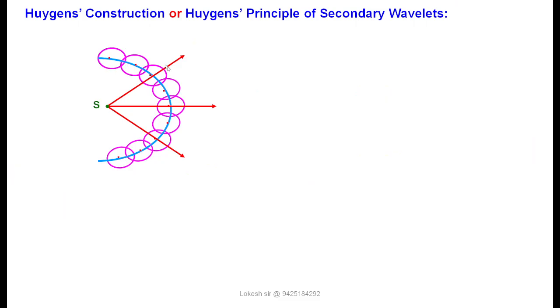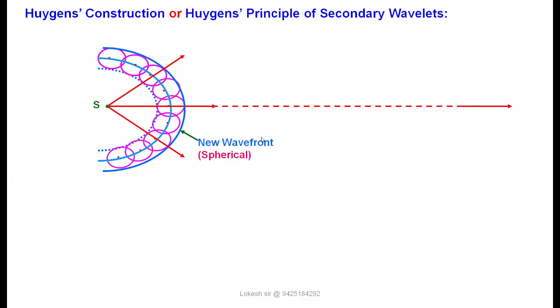Now join the wavelets having the same phase. So these are the wavelets having the same phases. See here, the upper ones, the wavelets having the same phase vibration. Yes or no? If you join this outer envelope, it becomes a secondary wavefront. Clear or not clear? So the inner one becomes the primary wavefront, and this is called the new wavefront, the spherical wavefront or secondary wavefront. Clear or not clear?